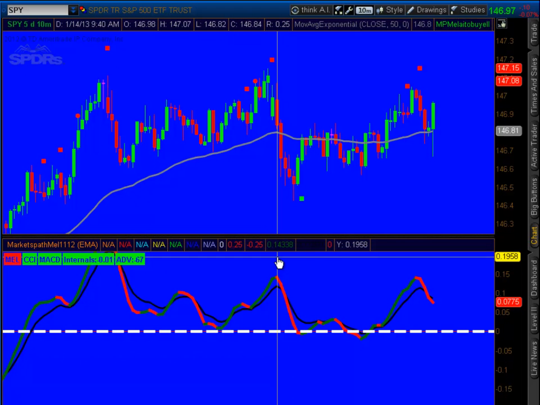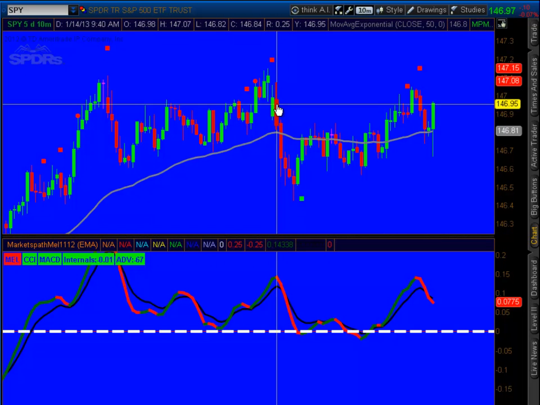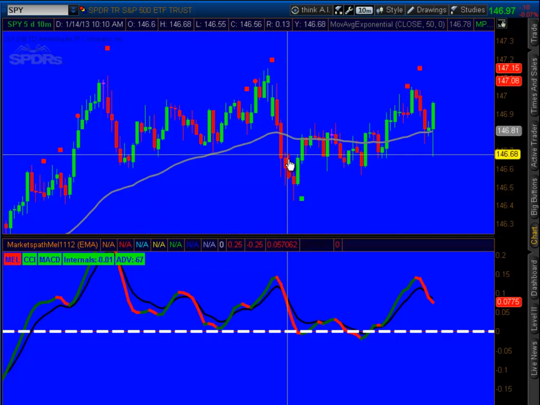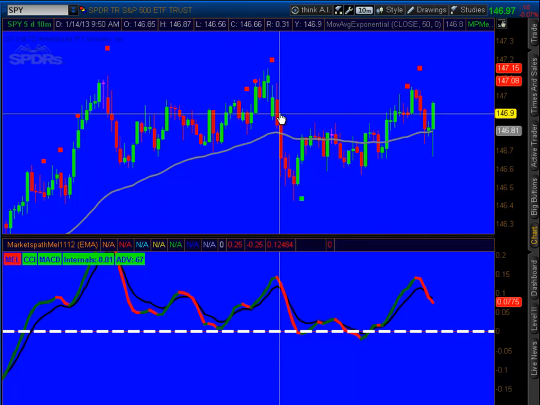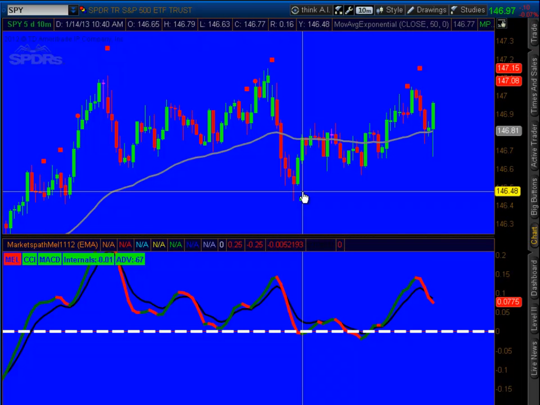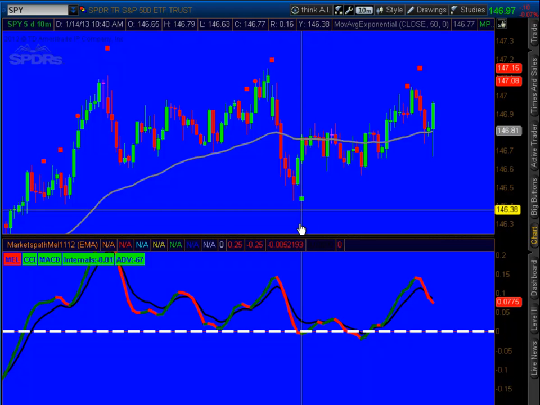It's turning. So you want to be looking for the short. If you got it right here at 146.83, it went down to 146.43. Not really a whole lot in that trade. 50 cents, you could have made a couple hundred dollars if you were trading options. But here you can see divergence.